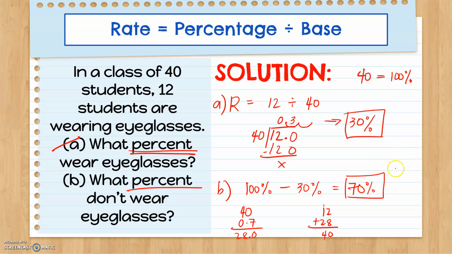You may also use the other one. Since 40 students is the total number of students in that class and 12 are wearing eyeglasses, we may subtract 12 from 40 and that will give us 28. From here, to find the percent of students who don't wear eyeglasses, we may divide 28 by the base, which is 40.